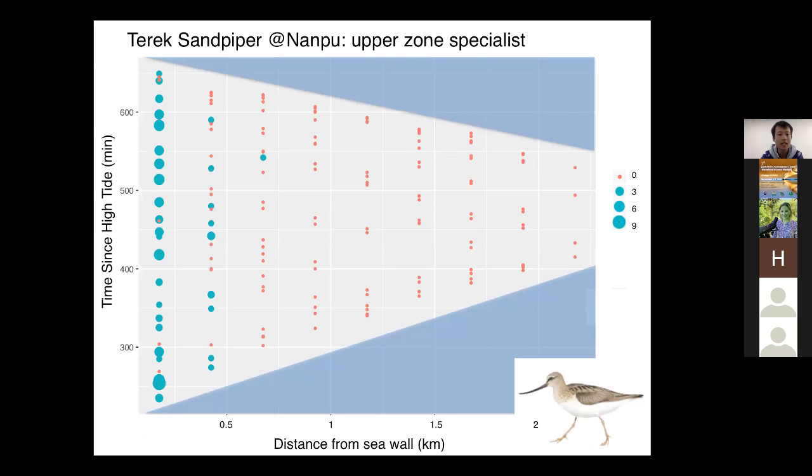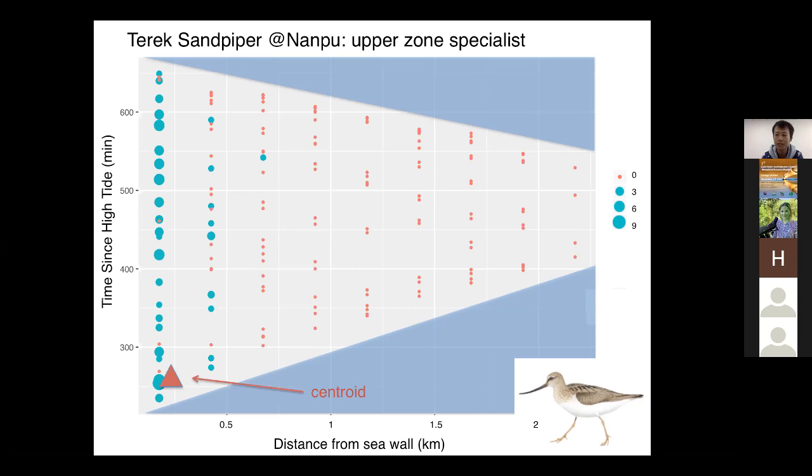And then the second type that we identified is called the upper zone specialist. As the name suggests, these Terek sandpipers at Nanpu stay pretty close to the seawall and only use this upper part of the tidal flat, even when all the mudflat is exposed, which is evident by this lack of observations on the right side of this plot.